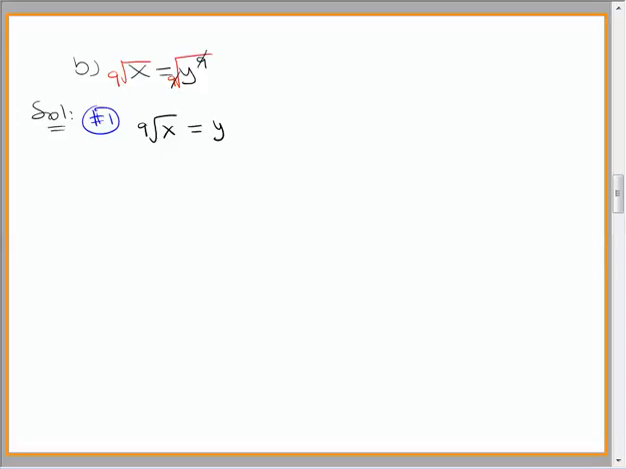So this is solved for y. And in step 2, we're supposed to count the formulas for y. There's only one formula for y, and so these two conditions are satisfied. So again, we have a function.